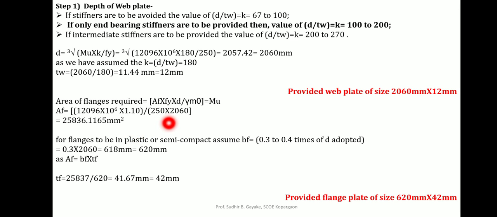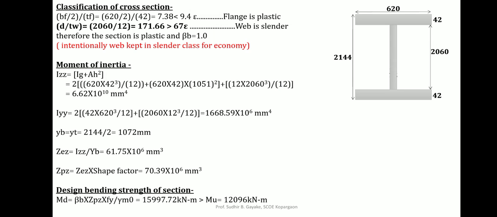Now again, for the flanges to be plastic, we generally take an approximate value of 0.3 to 0.4 times your depth value. So we'll take near about 618, round figure to 620, and again equating it with area required, you are getting flange size as 620 by 42 mm. So likewise, by equating with maximum factored bending moment, we have finalized the cross section. The cross section will be a web plate of 2060 by 12 and two flange plates of 620 by 42. So this will be the cross section.